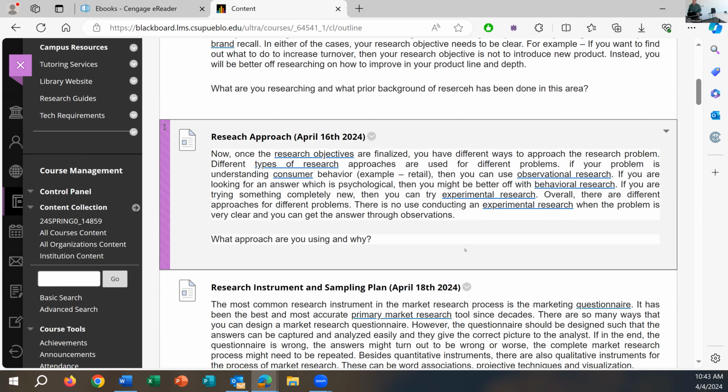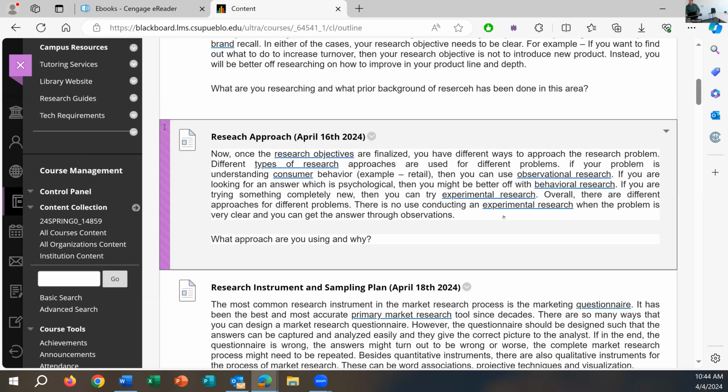On the 16th, you'll talk about your research approach. So what approach are you using and why? Are you doing observational research, behavioral research, experimental research? What is it that you're actually doing and why are you doing it that way? And then on that day, we'll have an individual meeting, or again, if you're working with a partner or partners, we'll have a meeting for about 10 minutes, just go over where you're at, see if there's any questions, if you're running into any difficulties.